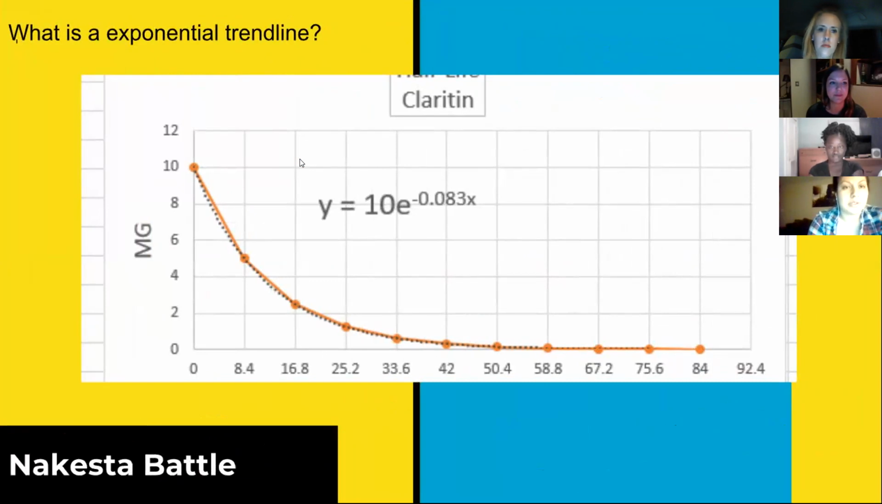Gotcha. And Nakesta, I have a question for you. What is an exponential trend line? Well, I'm glad you asked. An exponential trend line is a curved line that is most useful when a data value rises or falls at increasingly higher rates, showing the direction of the data. So it basically shows that something is either increasing or decreasing at a steady rate. On my chart, you can see that my Claritin half-life shows where the milligrams started off high, and as time went on, everything sloped down. So that's an example of that.